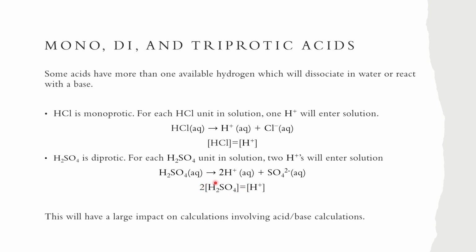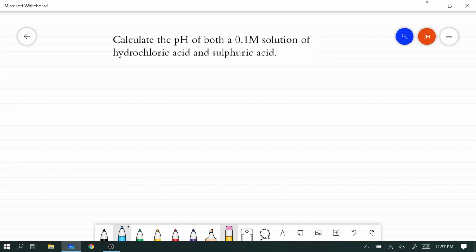And what that's going to mean is if we know the concentration of, say, the sulfuric acid, we'd have to double that to figure out what the concentration of the hydrogen ions are. And so when we're doing a bunch of different acid-base calculations, that is going to be something that we need to consider every time: how many protons are present so that we can actually process that calculation. Let's get into a couple of quick calculations to show you what that looks like. So in this first question, we're being asked to calculate the pH of two solutions, 0.1 molar hydrochloric acid and 0.1 molar sulfuric acid.